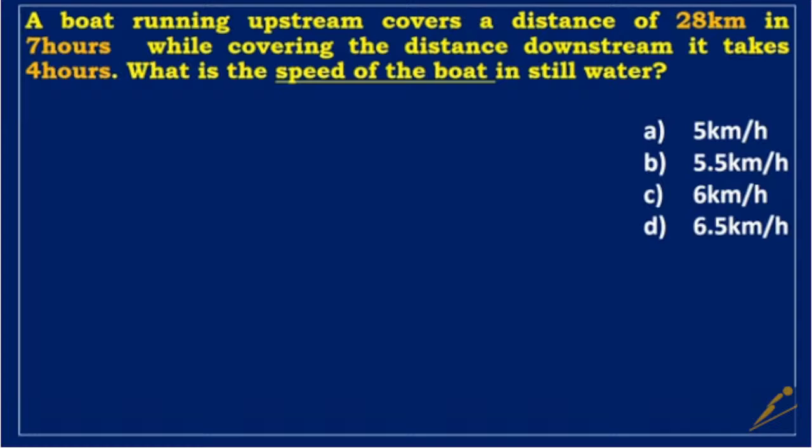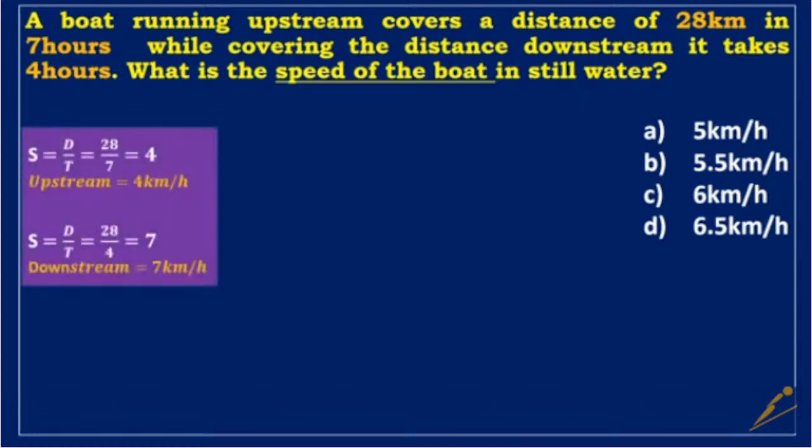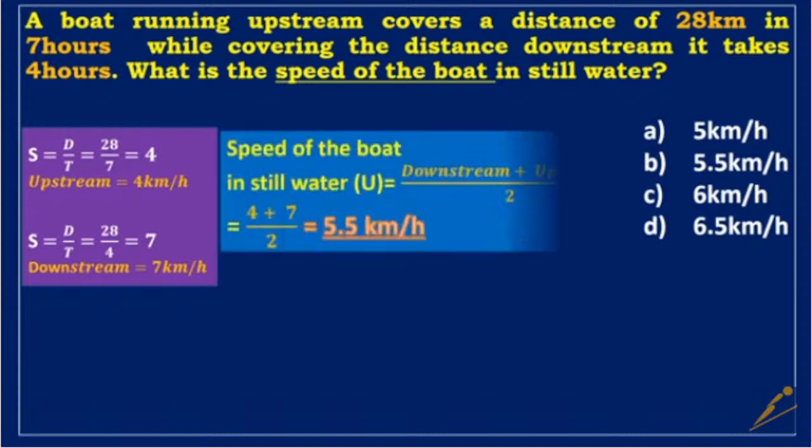Using the speed, time, distance formula, first we calculate the upstream speed by dividing distance by time, which is 4 kilometers per hour. Then we calculate the downstream speed using the same formula, which is 7 kilometers per hour. By taking the average of these two speeds, we can determine the speed of the boat in still water, which is 5.5 km per hour.